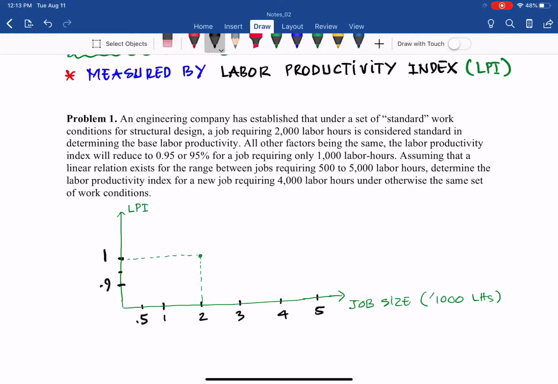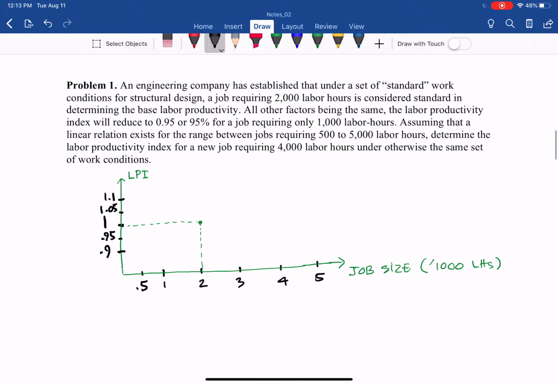The LPI values are 0.9, 0.95, 1.0, 1.05, and 1.1 on the axis. So from that, if it's 1,000 labor hours, it reduces the LPI to 95%. So we have another point, and they assume a linear relation in the range between 500 labor hours and 5,000. So you can draw a line between these two points, and it holds for the whole range.